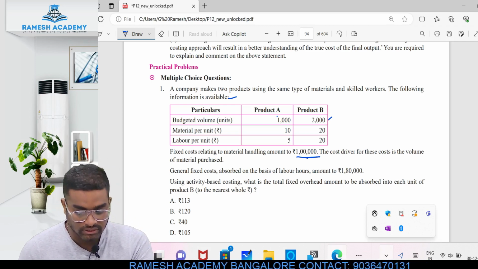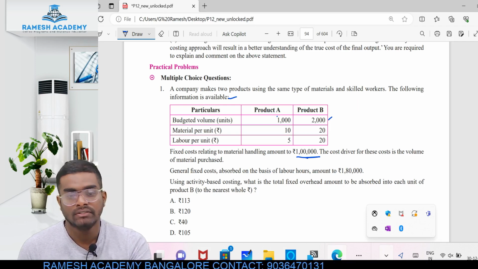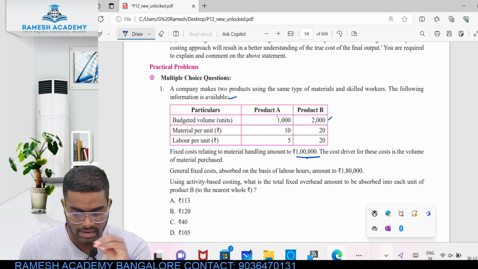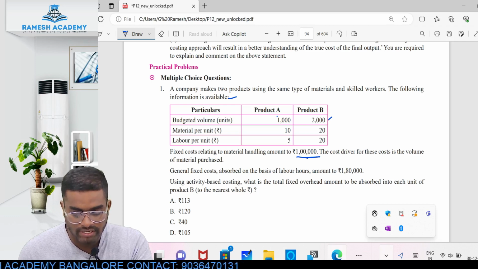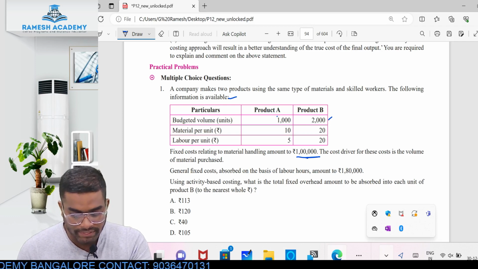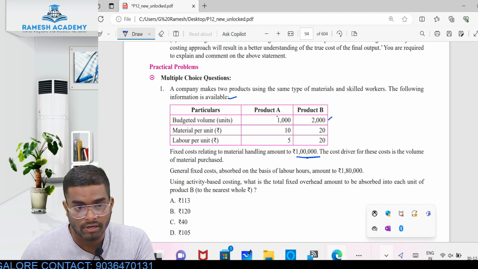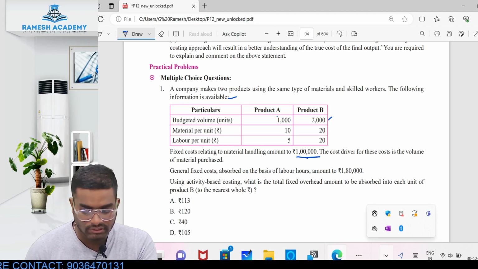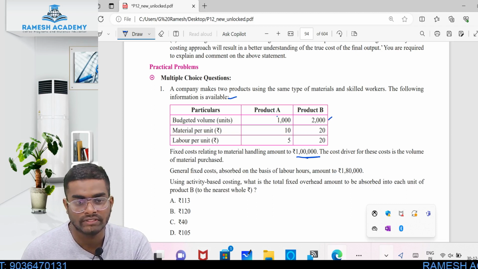The first one is: the company makes two products using the same type of material and skilled workers. The following information is available. They have given two products, product A and product B. Budgeted volume is 1000 units for A, whereas for B it is 2000. Material cost is 10 and 20, and labor is 5 and 20 respectively for product A and B. Fixed cost relating to material handling amounts to 1 lakh rupees.